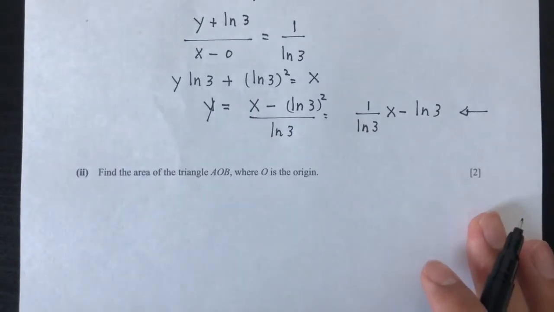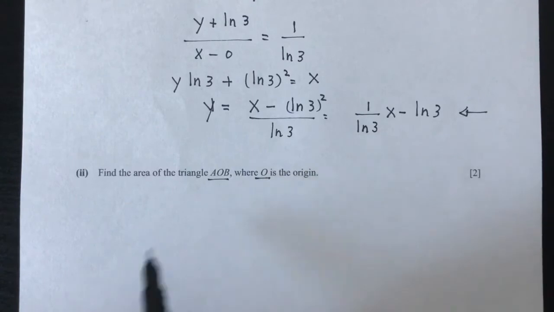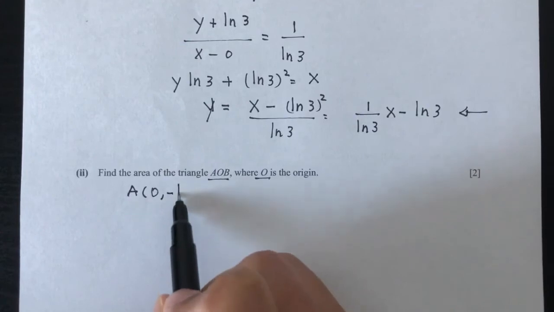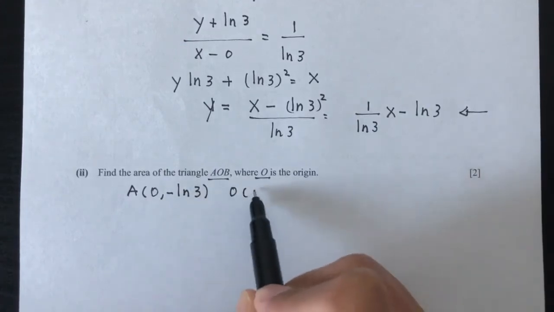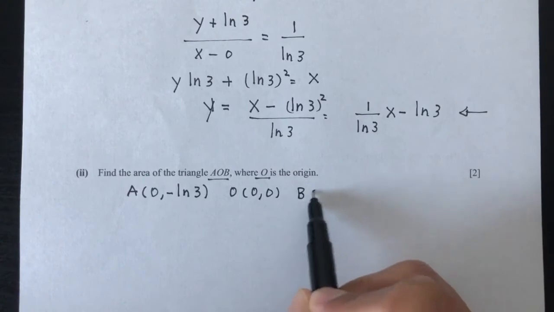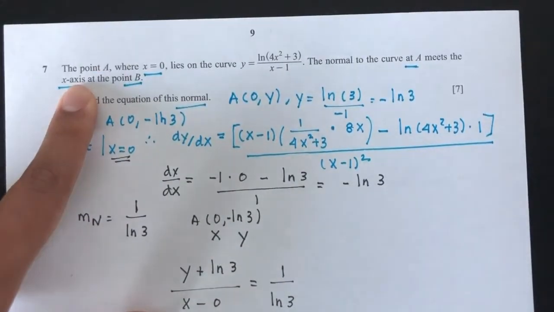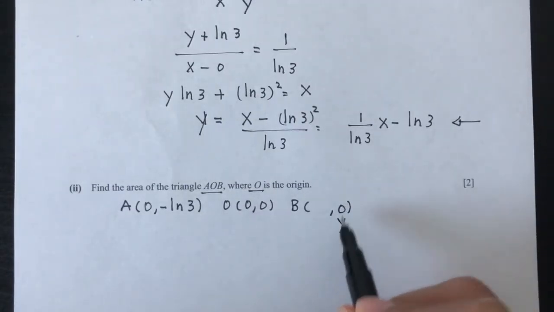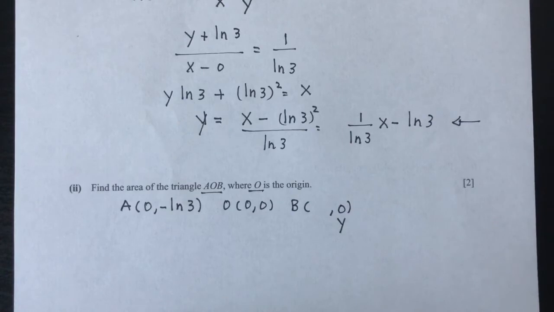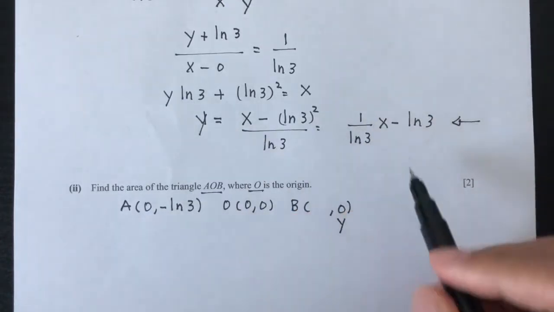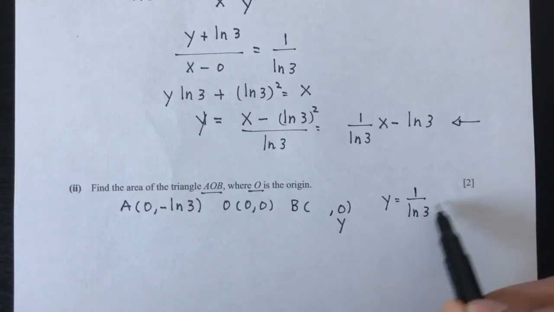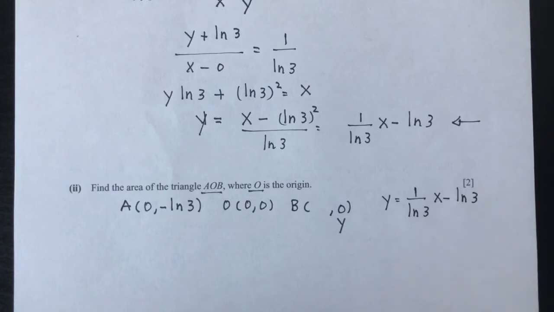Now for part 2, find the area of the triangle AOB, where O is the origin. So A we know is 0, minus ln 3. O is your origin. So we have to find the point B. B is at the x-axis. So we know at the x-axis the value of y is 0. So we have to find this value of x. Pretty easy. We have the equation of the line, which is y equal to 1 over ln 3 x minus ln 3. Now when y equal to 0, find the value of x.